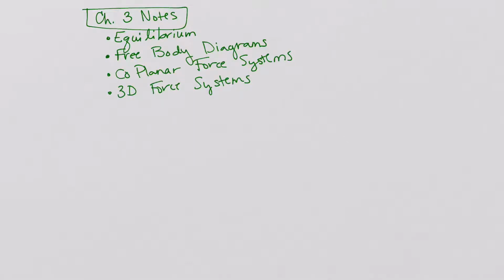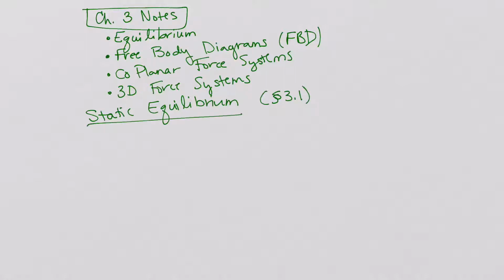So this video goes along with chapter 3, and during this video we're going to talk about equilibrium and static equilibrium, free body diagrams, which we'll abbreviate as FBD, and coplanar force systems and 3D force systems. So the first section we're going to talk about is static equilibrium. It's chapter 3.1 or section 3.1 if you're looking along in your book.